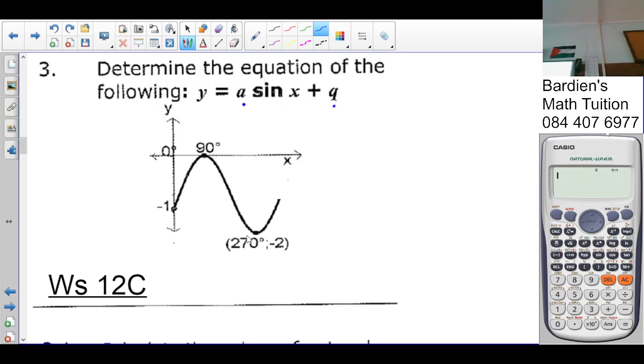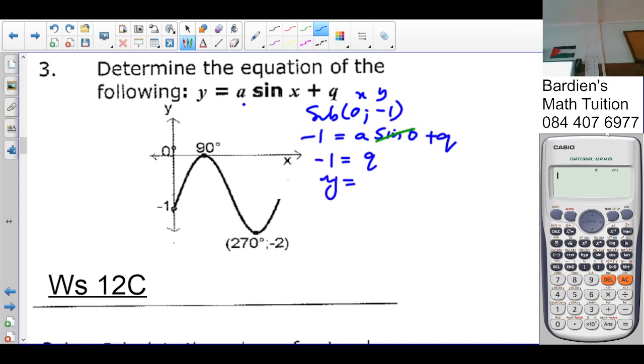Okay, but let's make sure. So what we do is we substitute 0 and minus 1. It's an x and a y, not so? So you're going to get minus 1 is equal to a sine 0 plus q. What is sine of 0? 0. So 0 times a is 0, so q is equal to minus 1. So the equation now reads y is equal to a sine x minus 1.